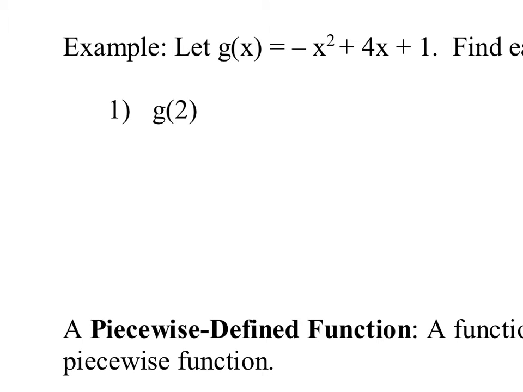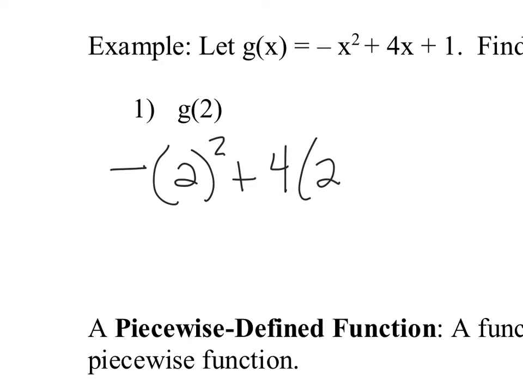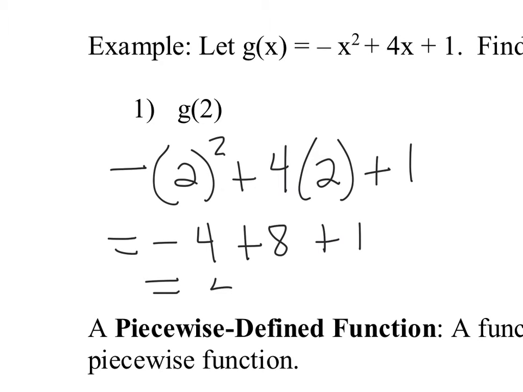Okay, so we're going to substitute in the 2 everywhere there's an x. So we have negative x, there's our 2 substitution, plus 4x, there's another 2 substitution, and then plus 1. Well, this equals a negative 4 plus 8 plus 1, or 5. So when we have x is 2, y is 5. And we can create an ordered pair.